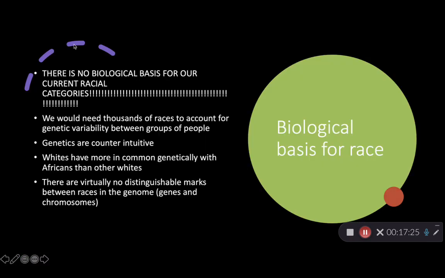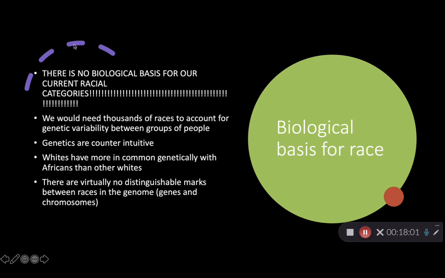Biological basis for race. Look, this is the hardest conversation ever, but no one is actually white, black, or Asian. Those are all total myths. You do not have a race. We're just human. Look at the book. There is no biological basis for our current racial categories. Racial categories do not accurately group people together according to biological traits. You would need thousands of races to even come close to accounting for some kind of potential variability in genetics, but even that doesn't really work, even if we had thousands.